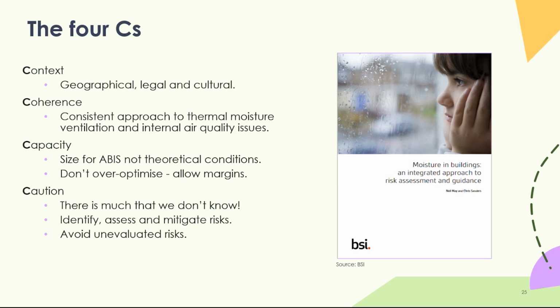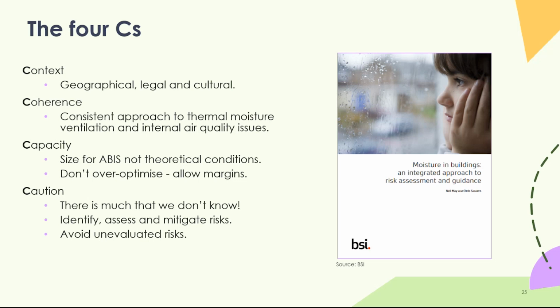Capacity as well, so sizing for ABIS as well. So, not theoretical conditions, but as the building is built and in service, how it's actually used. And don't over optimize as well, because people themselves, unless they're a massive retrofit nerd, are probably not going to want to optimize their heating system to run efficiently to the nth degree. People don't really tend to go for that. So yeah, don't over optimize your systems. Leave a bit of wiggle room in there for them, just to give you that peace of mind, that safety.